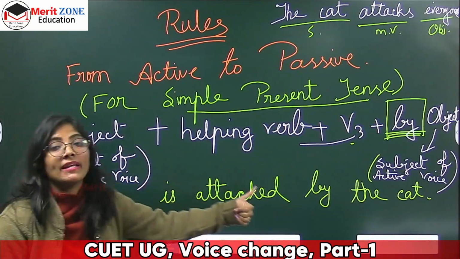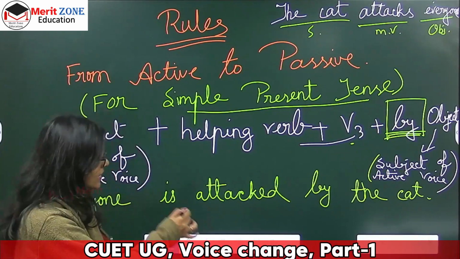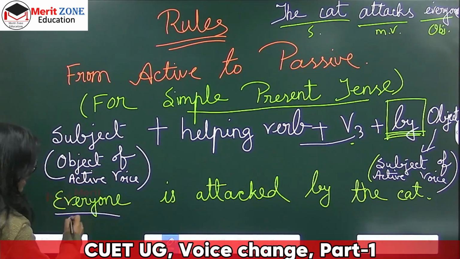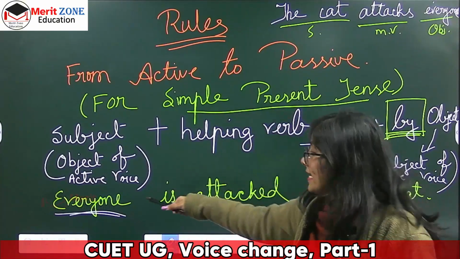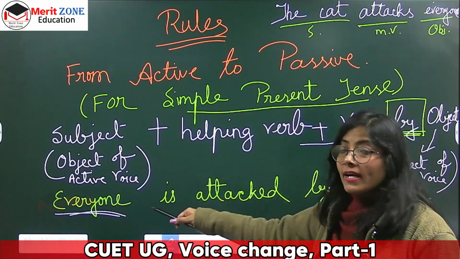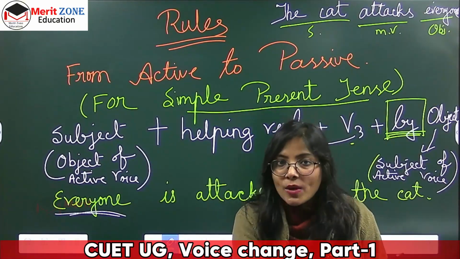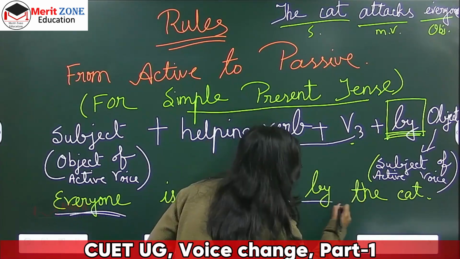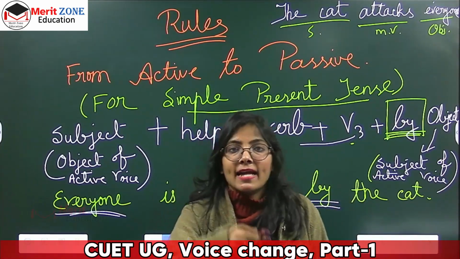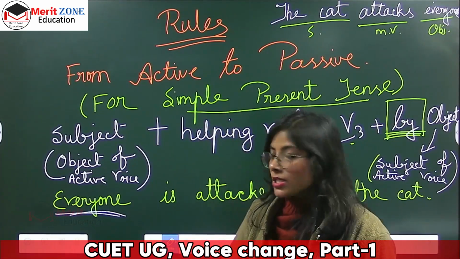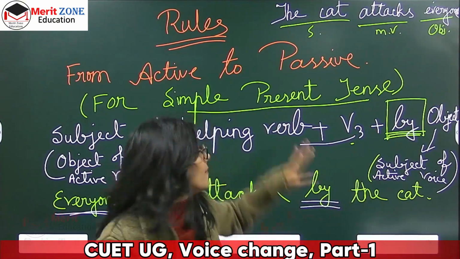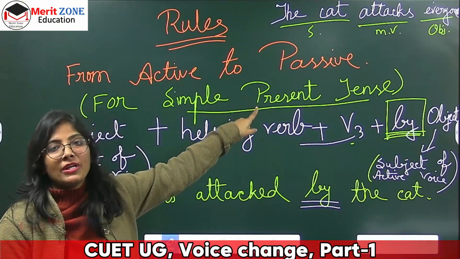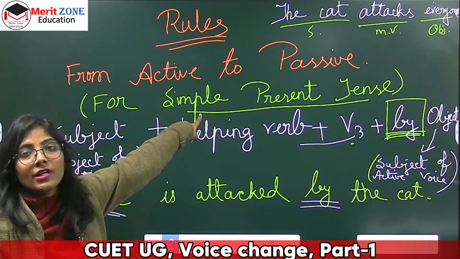Everyone is attacked by the cat. So again you see here the subject is everyone, and everyone ये काम खुद नहीं कर रहे हैं, right? They need an agent. कौन कर रहा है? वो cat कर रहा है. That's why we have used this by part. By the cat, cat के द्वारा, right? So that's how we change from active to passive. This is for simple present tense only. You have to be very careful about this.